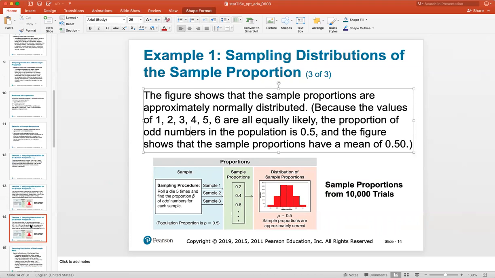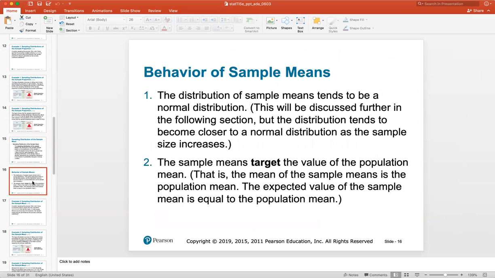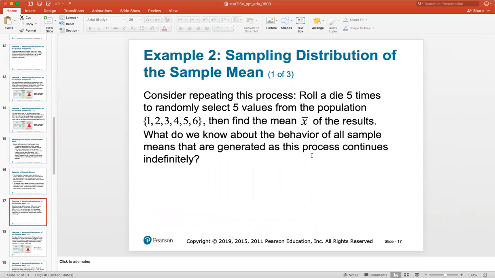Now the next one, sampling distribution of the sample mean. This is really similar to the sampling distribution of the sample proportion. The sampling distribution of the sample mean is the distribution of all possible sample means instead of sample proportions. Let's see example 2. Consider repeating this process. We're going to do the same experiment as in example 1, rolling a die 5 times, many times, and calculate x bar.